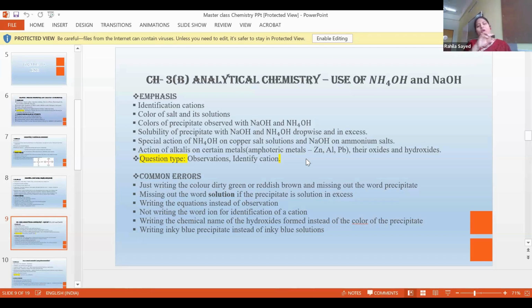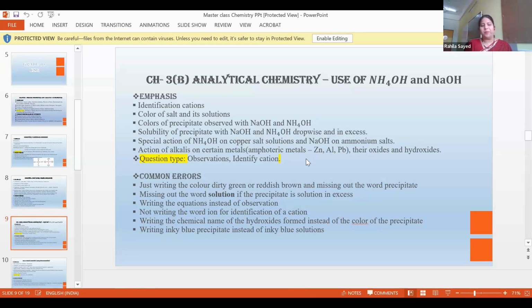Some of you, what you do is in the observation questions, you just write the reactions and you leave it like that. Yes, you have to write the solubility in both dropwise and excess, even if they are the same. Yes, you have to write it. Please don't miss out on writing that. So children, the word precipitate is very, very important. You have to mention the word precipitate. And if they have asked you the observation, don't write only the reaction and leave it. You have to write what you have observed. Only writing the equation will not give you marks. You need to mention what you have observed over there.